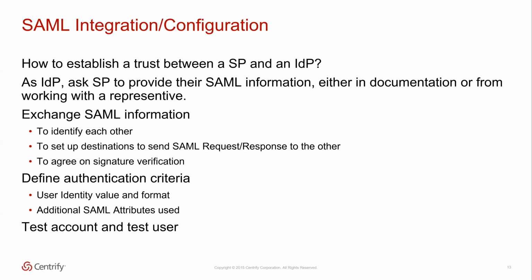And I need to tell you where you can send things to me. I need to ask you where I can send things to you. We'll get to that right away. So here's a breakdown of further what that means of exchanging information is to, well, identify each other.